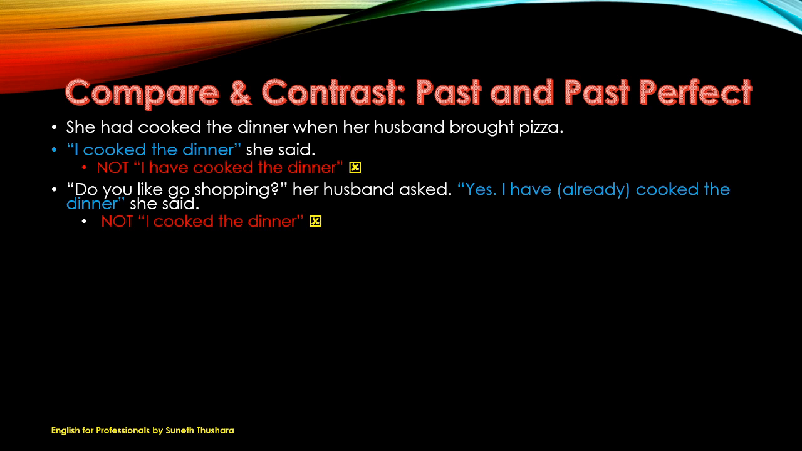At that time she can't say "I cooked the dinner," because that is not relevant. It can be she cooked the dinner or she didn't do anything, because now they are going to go shopping. Now she says, "Yes, I have." So you can also use "already" there, then the meaning is more clear. "I have already cooked the dinner, so I can go."